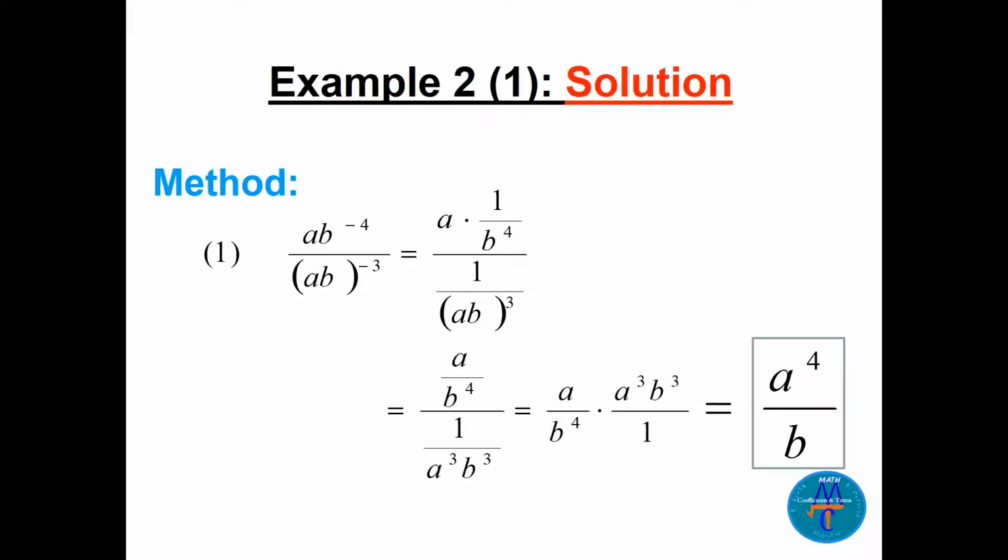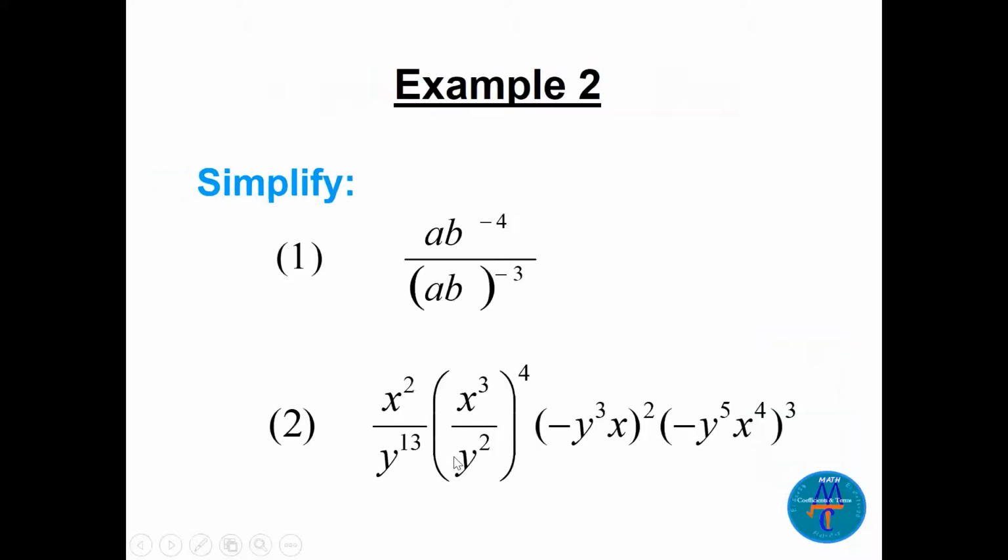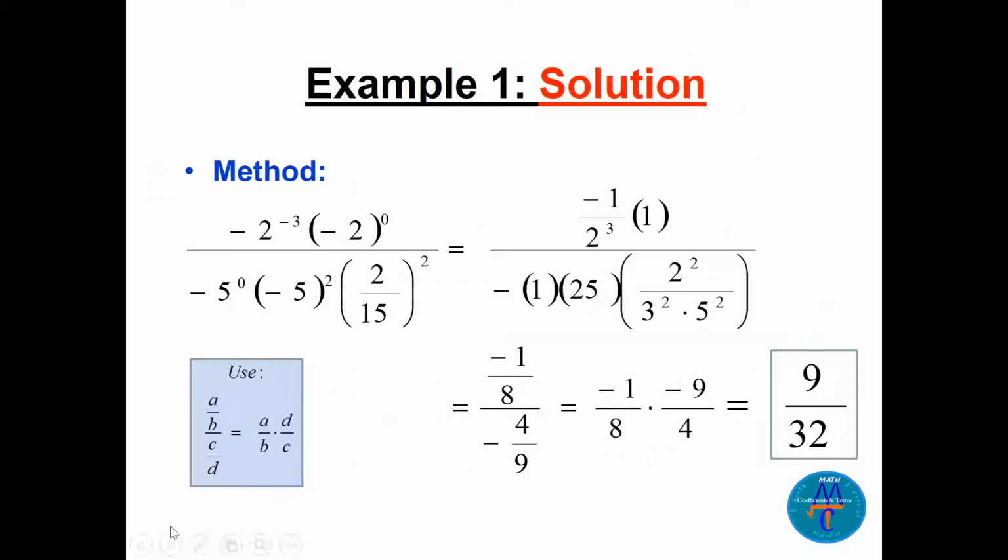So, B to the power minus 4 is 1 over B to the power 4. And this one, 1 over AB all cubed. So this becomes A over B power 4. And this becomes 1 over A cubed B cubed. Now we have 2 fractions. You can go back to this formula here to use it. You see this formula, you can use anytime you have division of 2 fractions. You should never forget this formula.